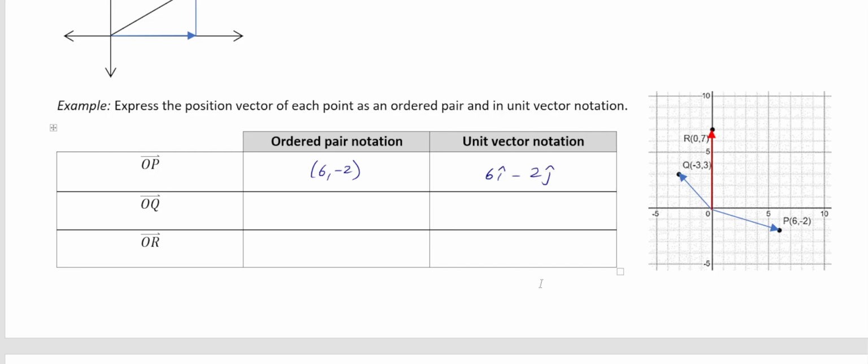6i cap minus 2j cap. Okay, let's do OQ, and I'm just going to change the color of this arrow so that we can distinguish it from the other ones. OQ goes from the origin to point Q, negative 3, 3.